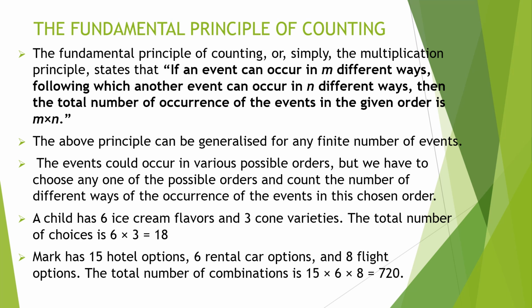Now the events could occur in various possible orders, but we have to choose any one of the possible orders and count the number of different ways of the occurrence of the events in this order. That means, like stated above, suppose m occurs and then n occurs, then the total number of occurrences will be m into n. For example, a child has 6 ice cream flavors and 3 cone varieties. The total number of choices will be 6 into 3. Suppose Mark has 15 hotel options, 6 rental car options and 8 flight options. The total number of possible combinations will be 15 into 6 into 8.